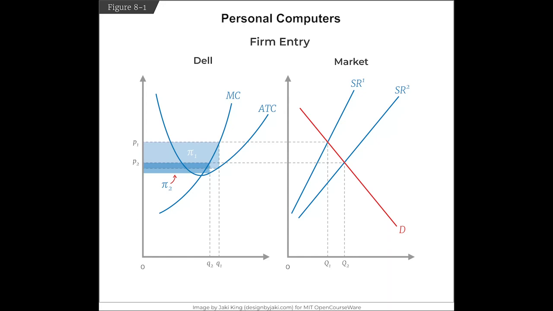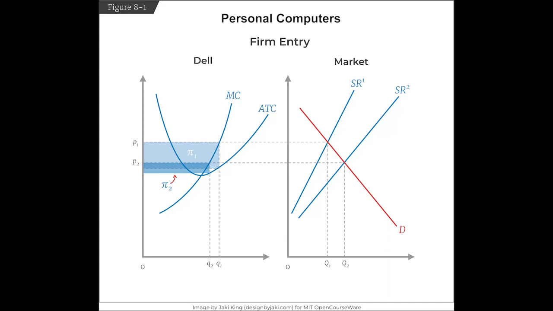Well, what are its profits? Profits are price minus average cost. Its average cost was way below that. So Dell made this huge profit of the lightly shaded rectangle. That was its profit, because it produced little q1. At little q1, average cost was way below price, so it made this lightly shaded rectangle in profits.